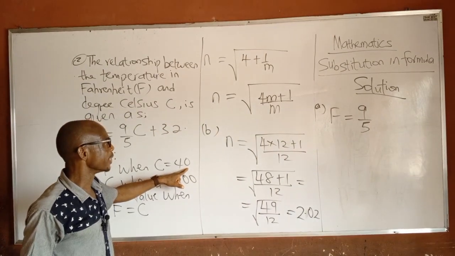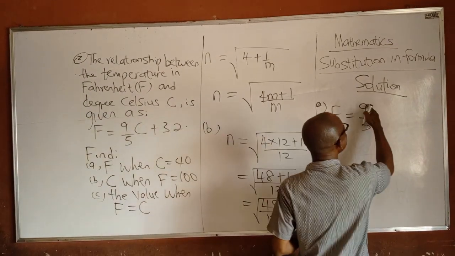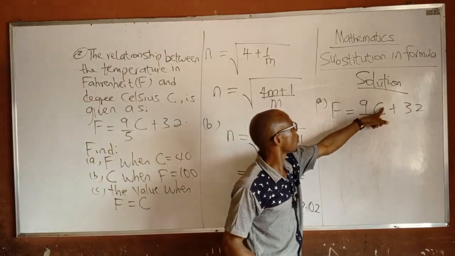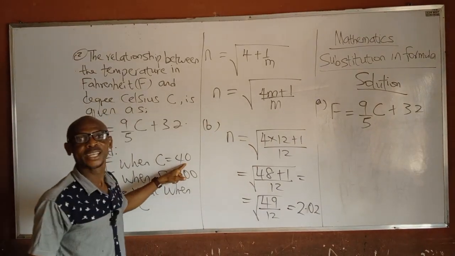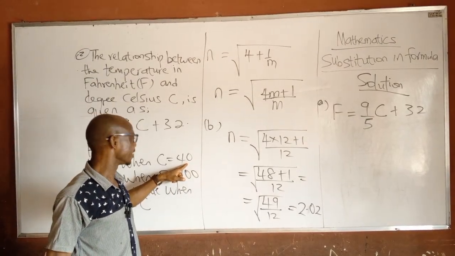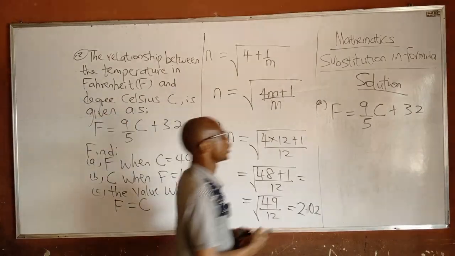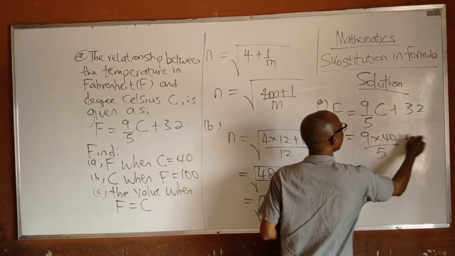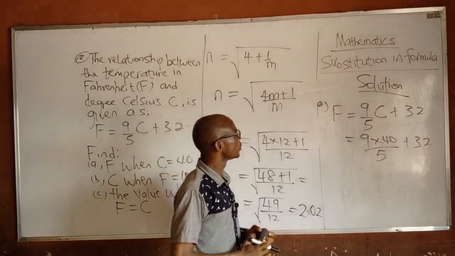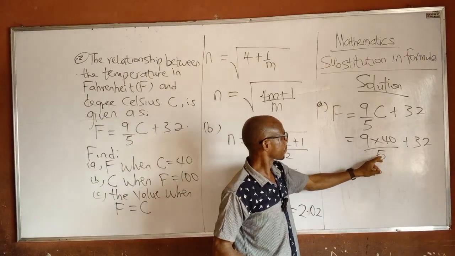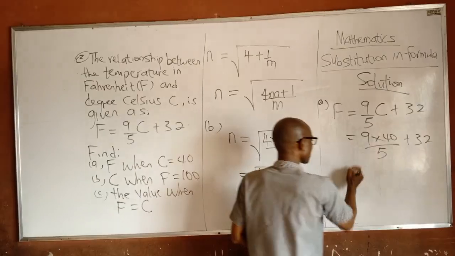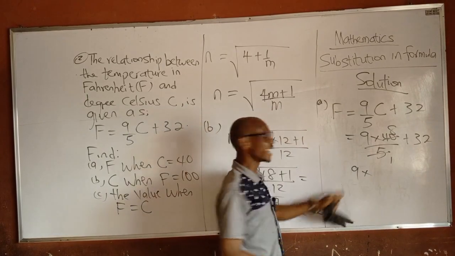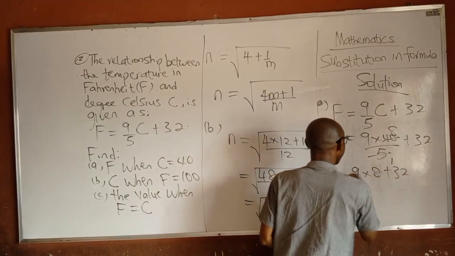What does that mean? It means in our formula where we have 9/5 C plus 32, wherever we have C, we are going to write 40 there. That's the meaning of to substitute. We replace the C with 40. So this will give us 9 times 40 all over 5 plus 32. So we can divide. 5 can divide 40. When 5 divides 40, we are going to get 8. So we now have 9 times 8 plus 32.